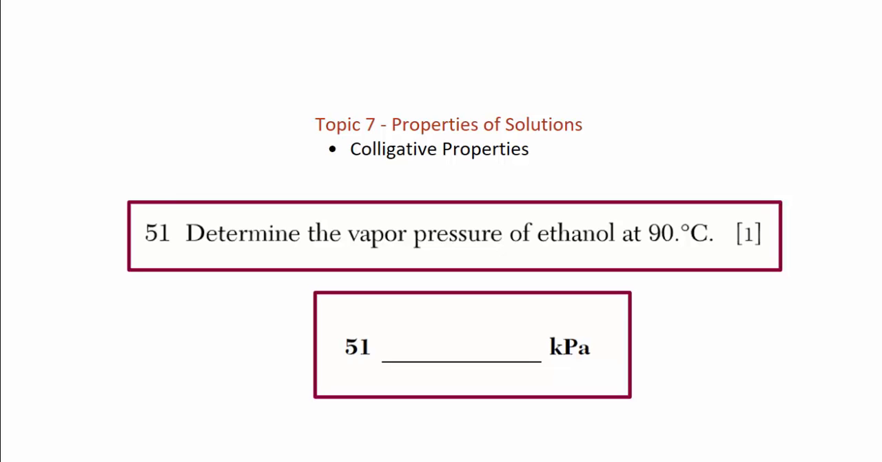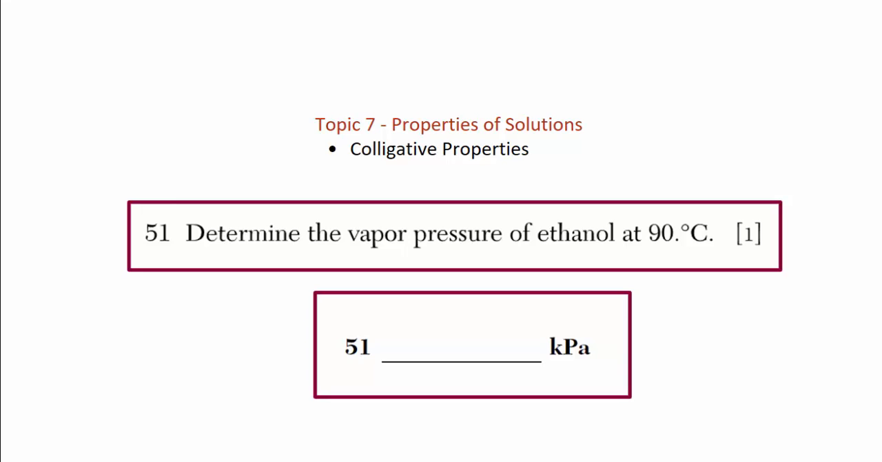Hello and welcome to the walkthrough of the August 2015 New York State Regents Chemistry Exam Part B-2. This is the pre-response section of the Regents exam, and we're going to be starting with question number 51.